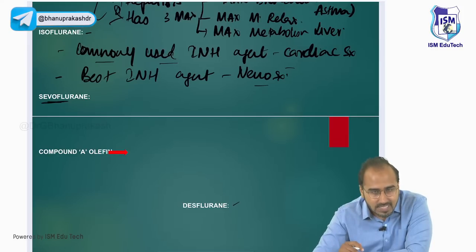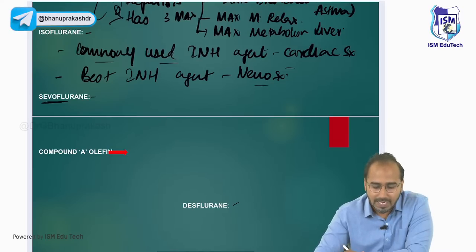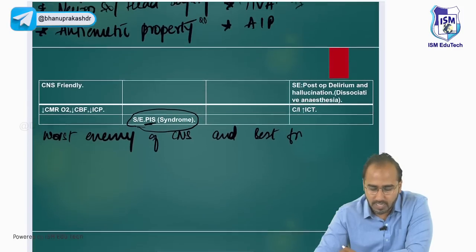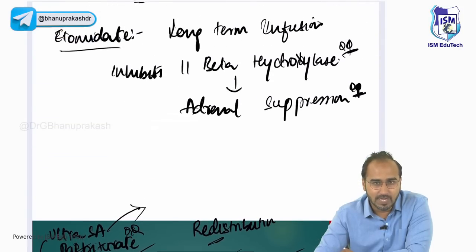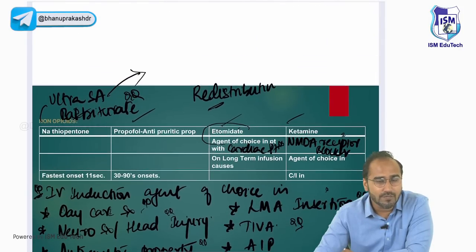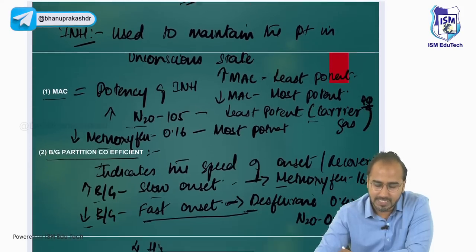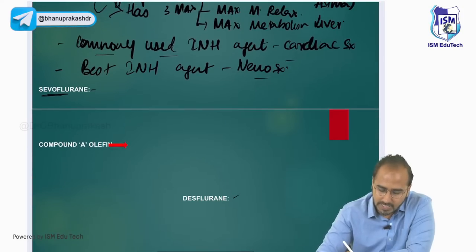Next is sevoflurane. Regarding sevoflurane, sevoflurane is the inhalational agent that is used for induction purpose in children. I told you that induction of a person, making them unconscious, can be done by IV or inhalational. In children, we can go for inhalational induction. The best inhalational induction agent for children is what? Sevoflurane.